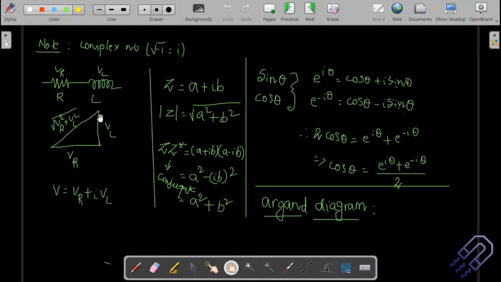VL will be along the y-axis, which actually represents iVL. So it's a way to represent the imaginary voltage along the y-axis. And if you want to have the resultant, we can just take the root of VR square plus VL square. So this is where we use the complex number idea.